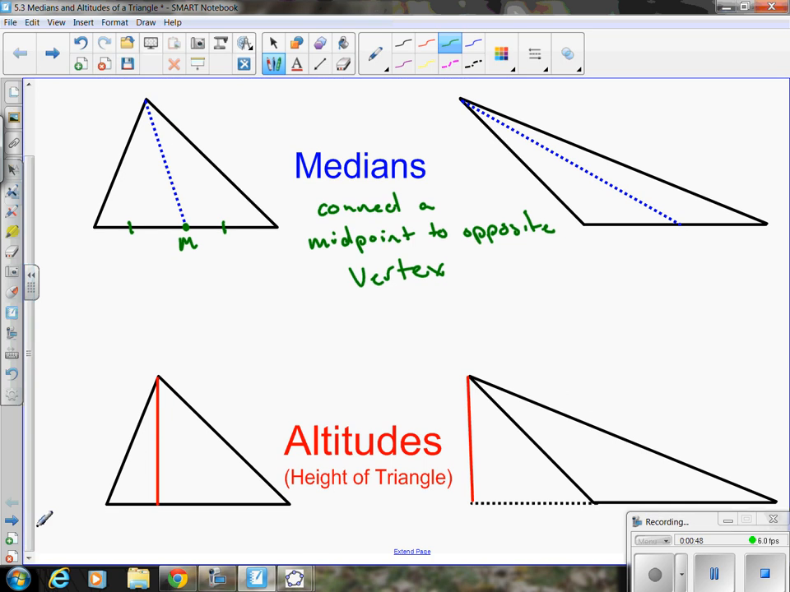And the next thing is an altitude. The altitude is the height of the triangle. In this case, the altitude's inside the triangle. Sometimes the altitude is outside the triangle. When you measure the height of something, you always measure perpendicular to the ground, right? Point, the height of this point, perpendicular to that line there. So we had to extend out the base.